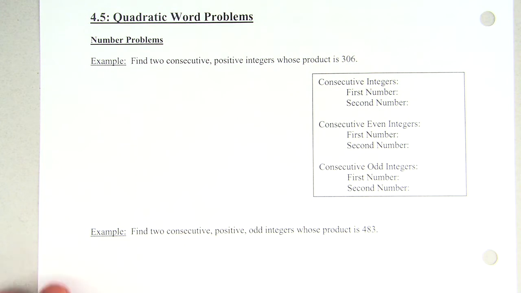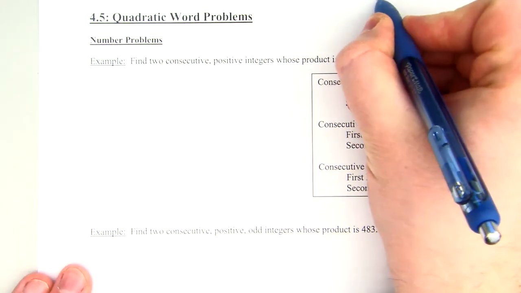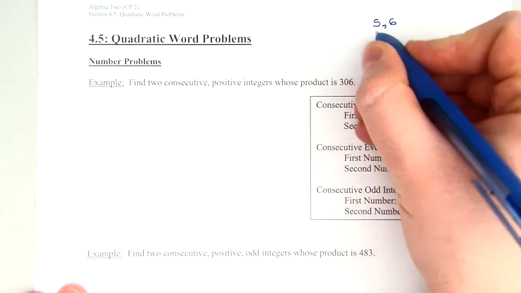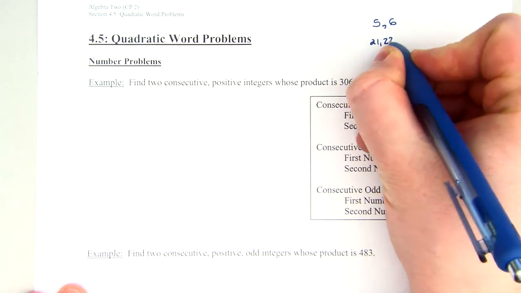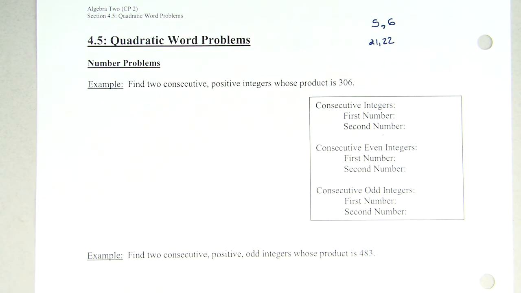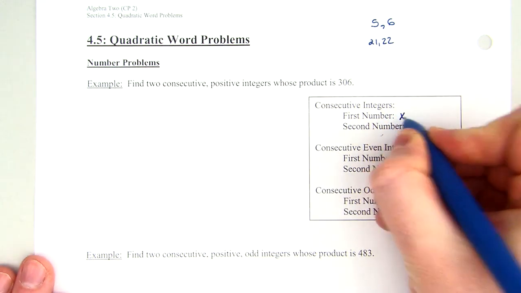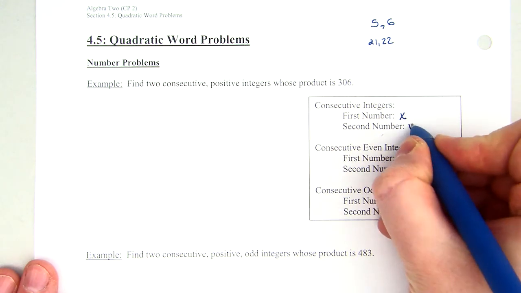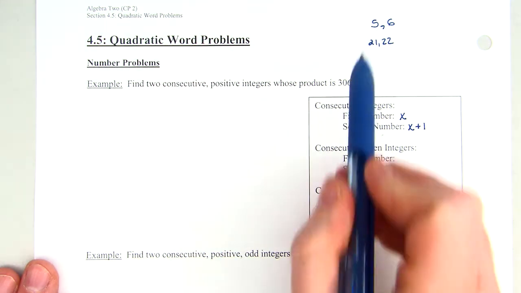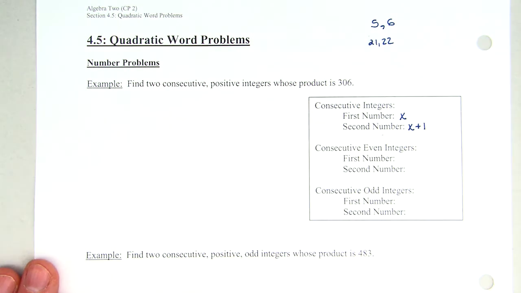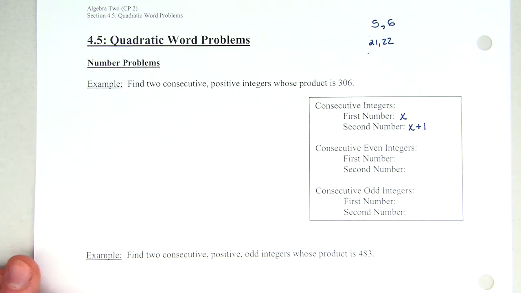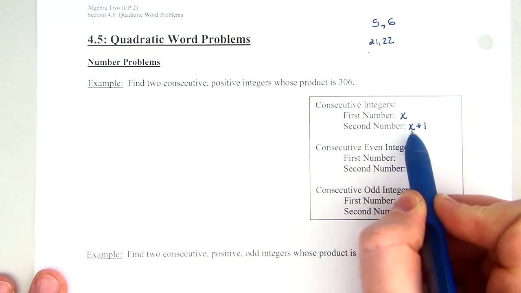First of all, consecutive positive integers are numbers like 5 and 6, or 21 and 22, things like that. If our first integer is x, the next consecutive integer would have to be x plus 1. If your first number is 5, the next number is 5 plus 1, 6. If your first number is 21, your next number is 21 plus 1, 22. So this problem will involve a setup sort of like this.